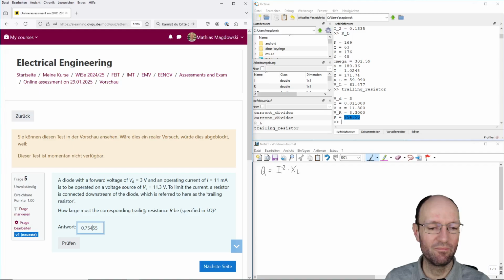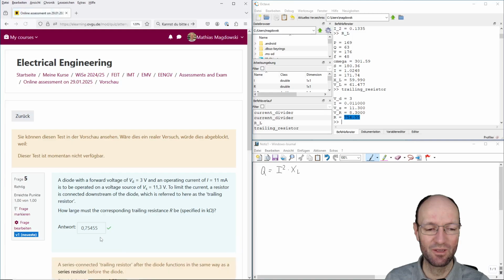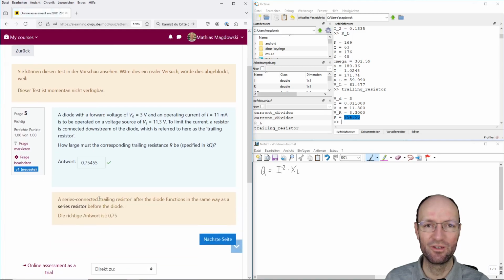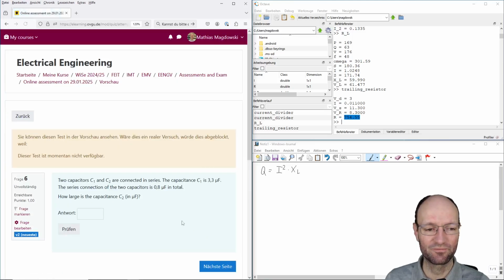And yeah, at the end, it of course does not matter if the series resistance to limit the current is before the diode or after the diode. This is maybe to confuse large language models, which might be helpful or not helpful in solving such tasks. Okay, this is the right answer at least.